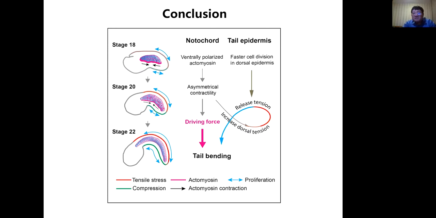So as a conclusion, the Ciona tail bending is a process driven by the asymmetrical contractility of notochord, with the assistance of the faster cell division in dorsal epidermis.